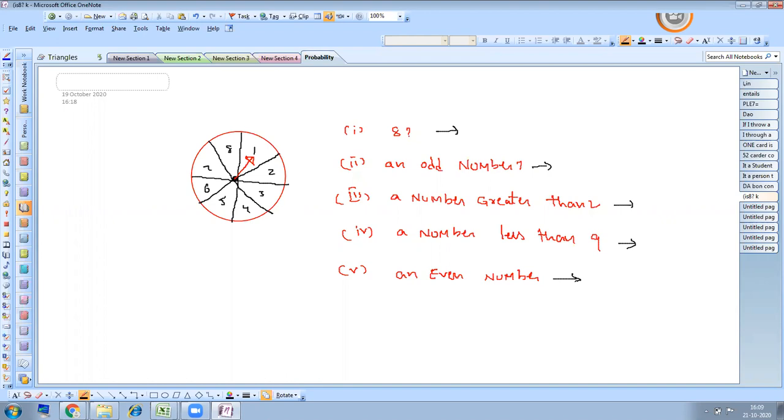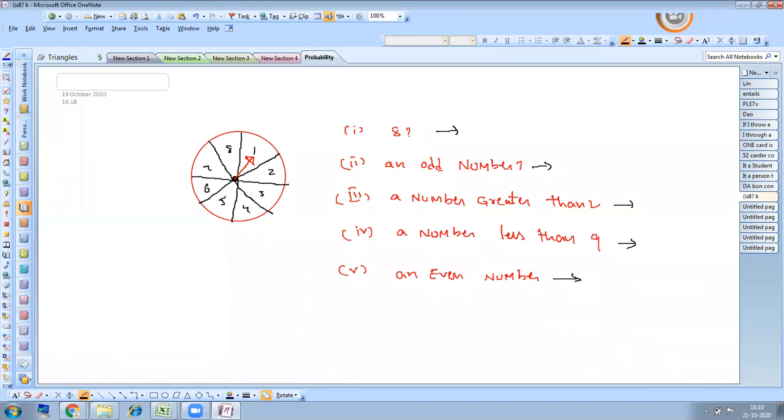Anyone got the answers? Let me know. Sometimes the time taken to read the question itself takes more time than the solution. Anyone got the answer?